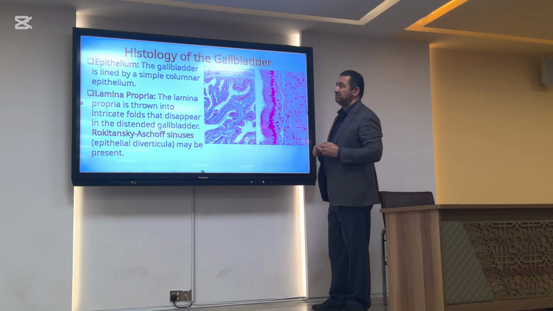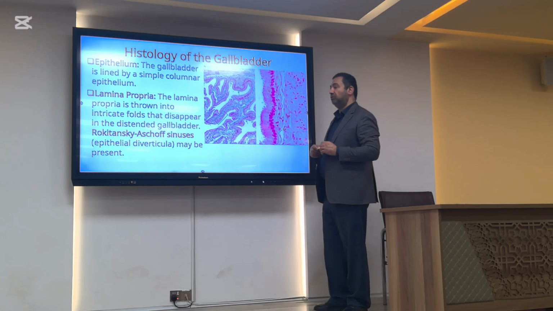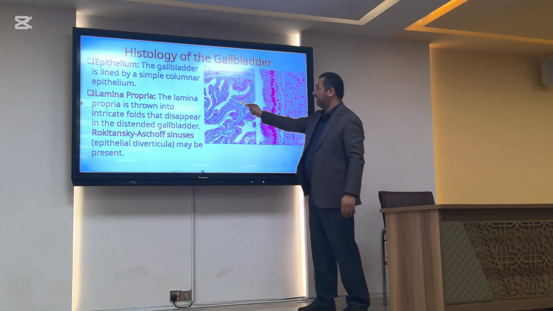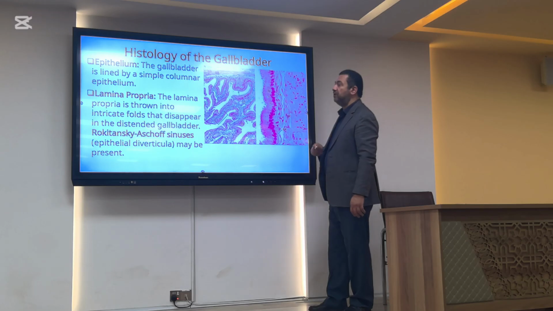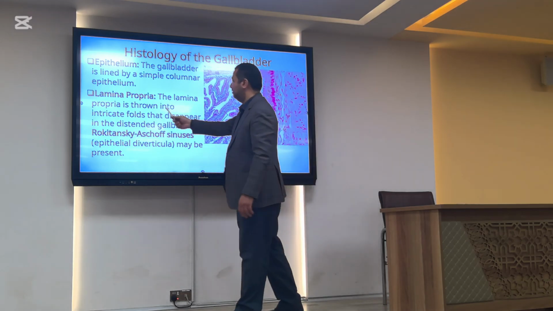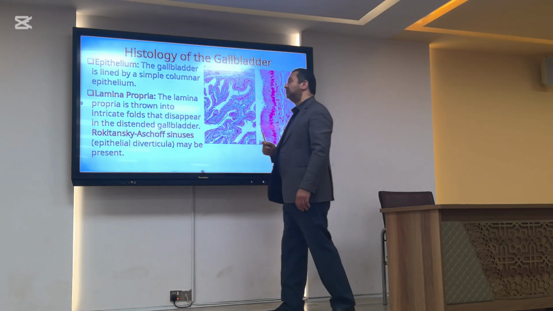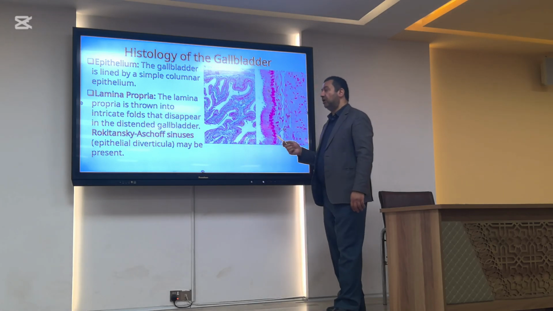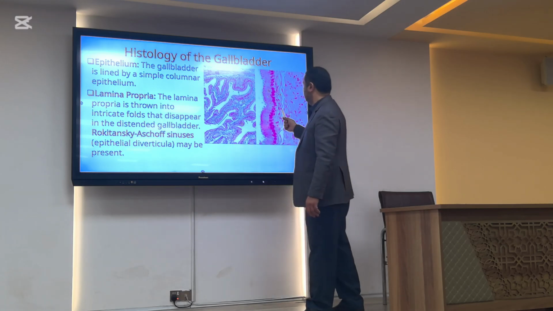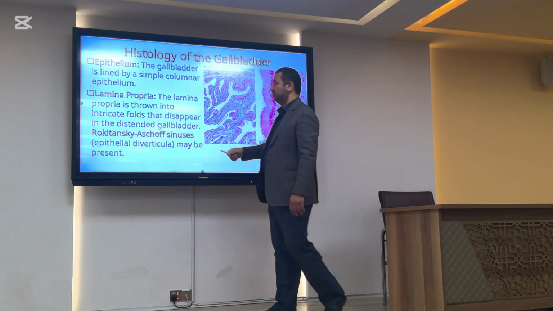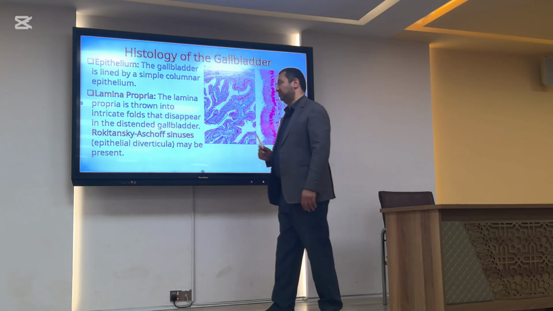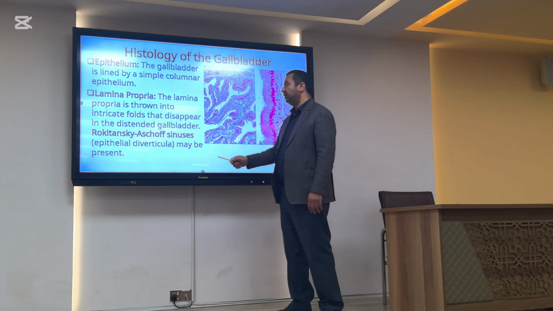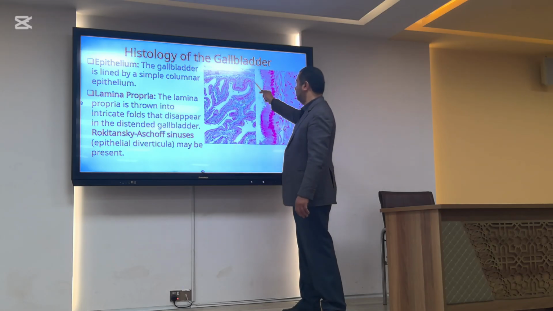The epithelium of the gallbladder is a simple columnar epithelium. You see here, simple columnar epithelium. The lamina propria is drawn into intricate folds that appear in the distended gallbladder. You see here, there are many folds.